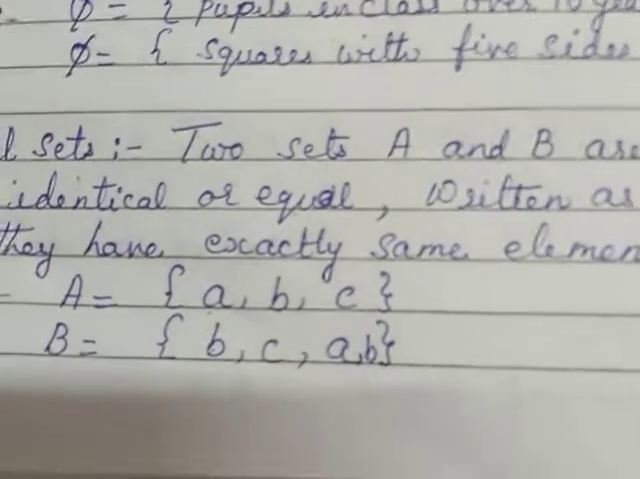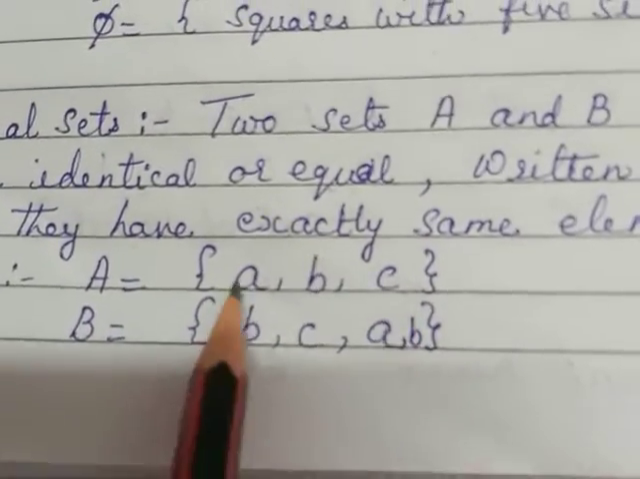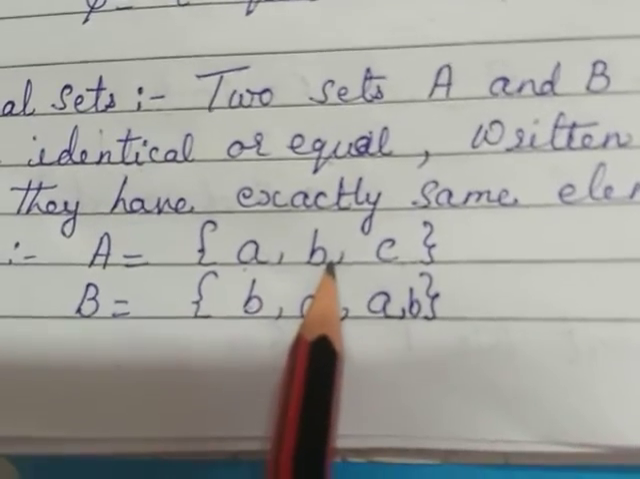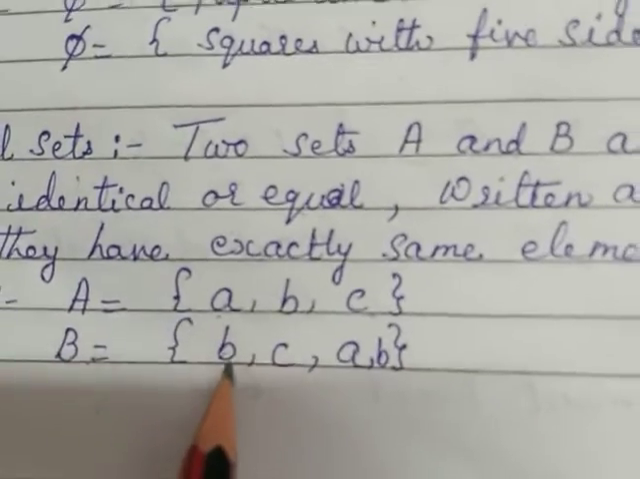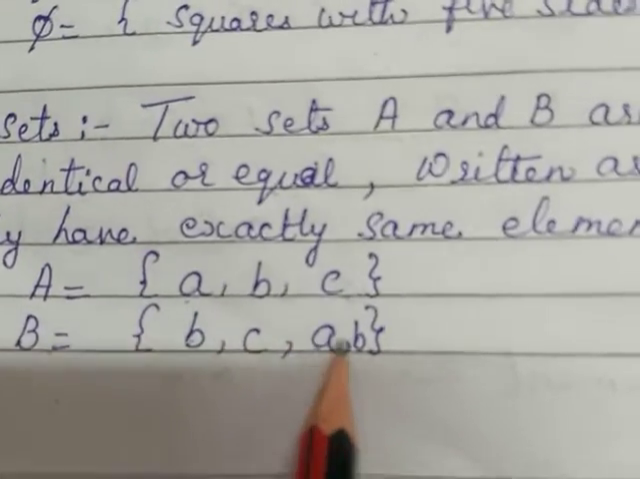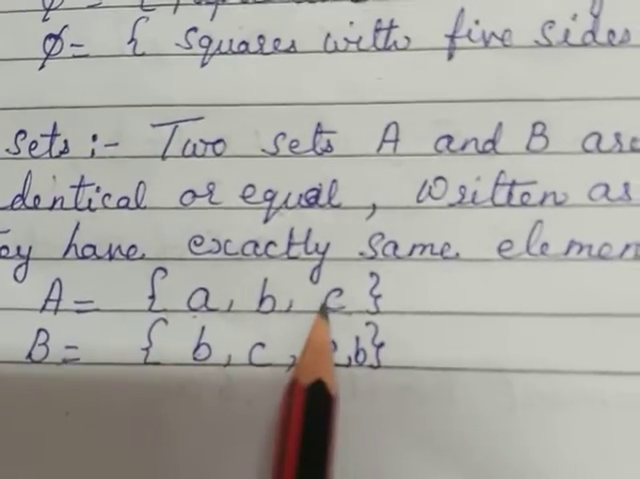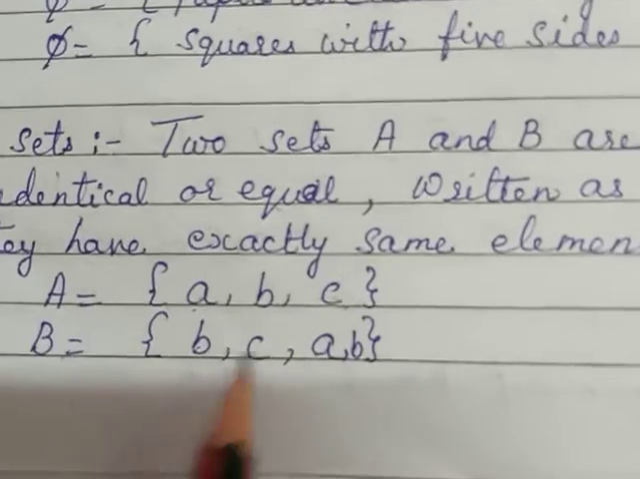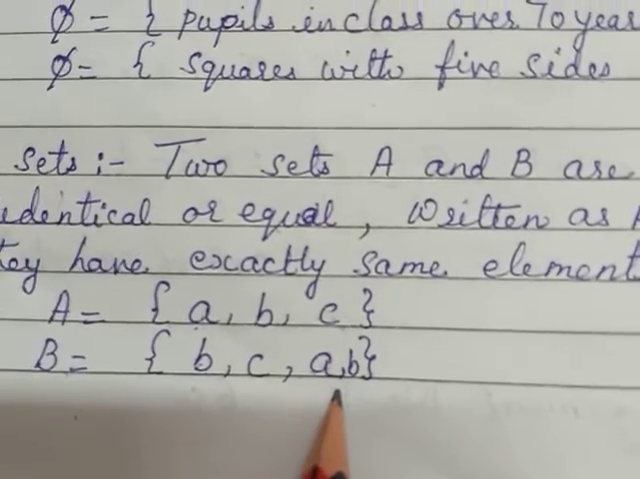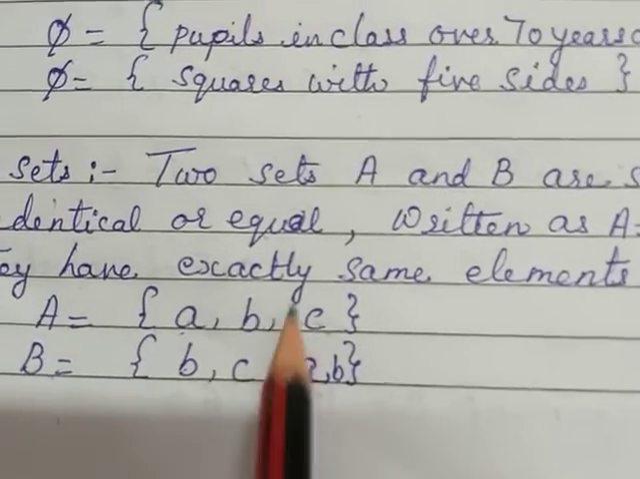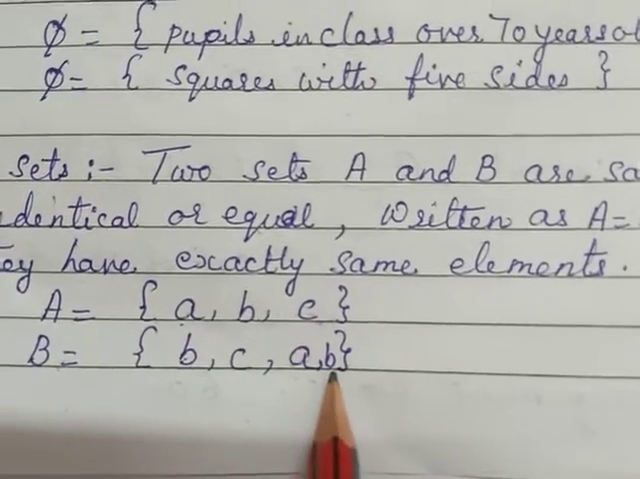an equal set. Set A is equal to {A, B, C}. So one element is A, another element is B, and another element is C. In set B also, see, B is here, C is here, A is here, B is here. That means all A, B, C which is present in set A is also present in set B, A, B and C. Understood, children?